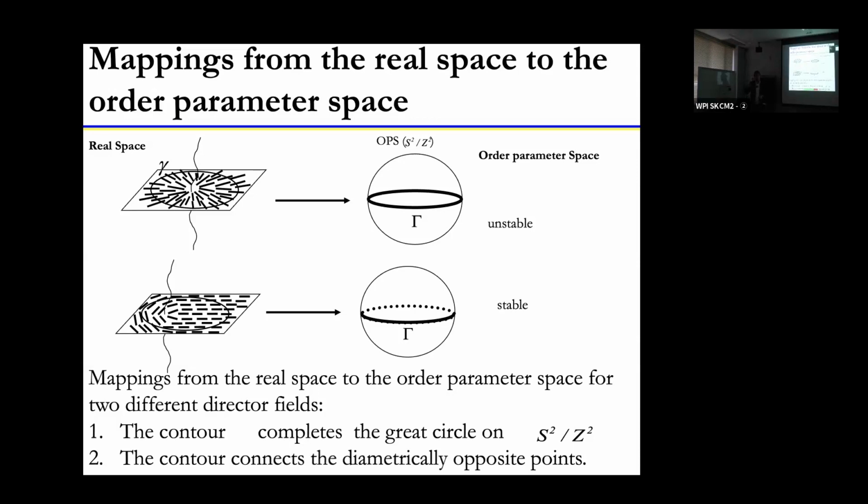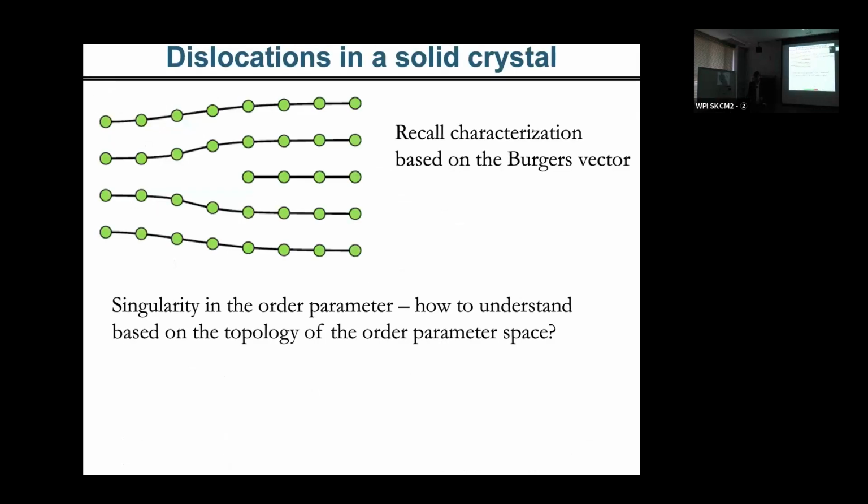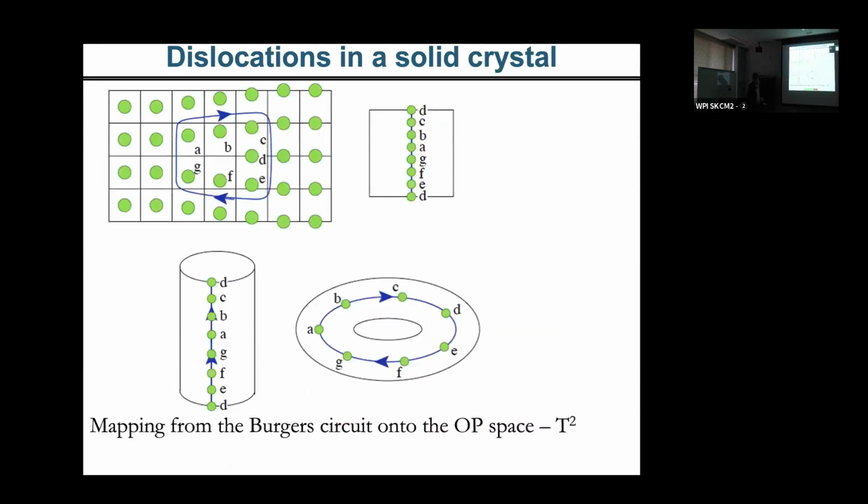Many point singularities in 2 dimensions. In 3 dimensions, there is just only one. And so we can also do similar types of homotopy theory group analysis for the dislocations in solid crystals.